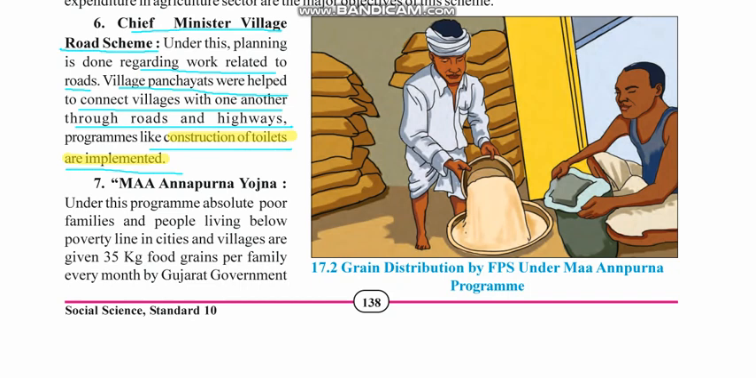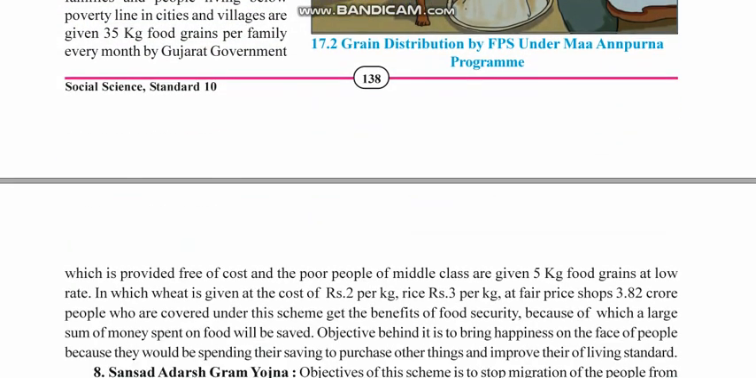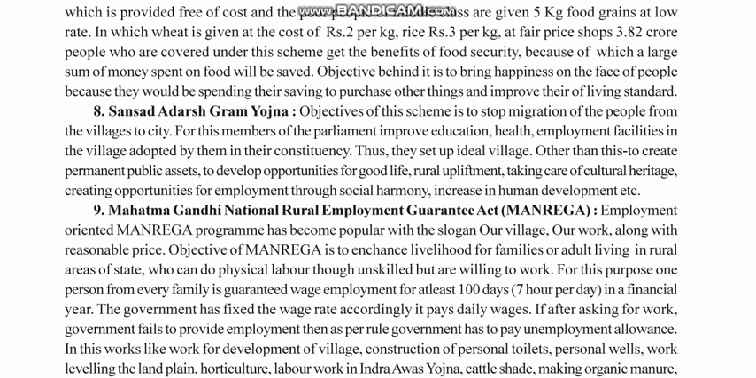Okay, the next is the Ma Annapurna Yojana. Seventh one, Ma Annapurna Yojana. Under this program, absolute poor means those who are really poor, the below poverty line families and the people below poverty line in cities and villages are given 35 kgs of wheat, see, food grains per family every month by the Gujarat government. So they are provided with free food grains, 35 kg every month by the Gujarat government for the easy benefit.